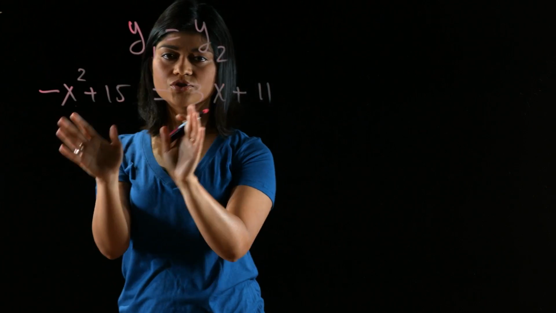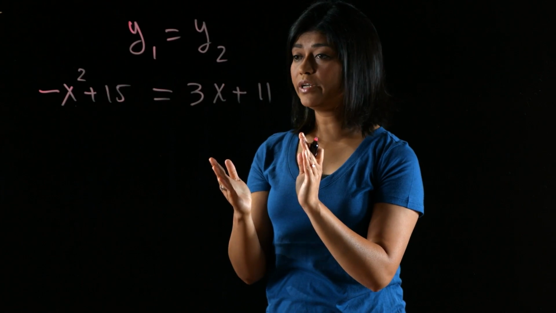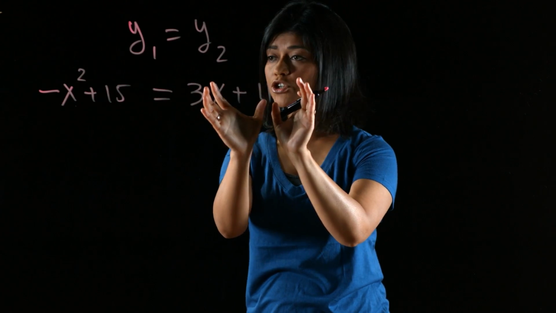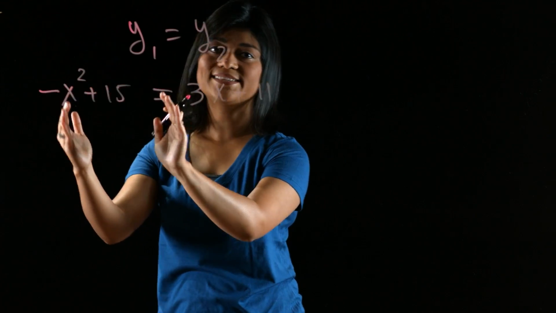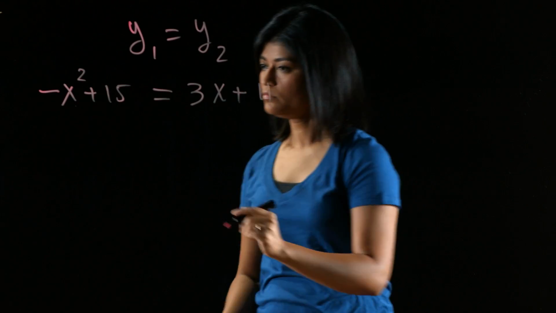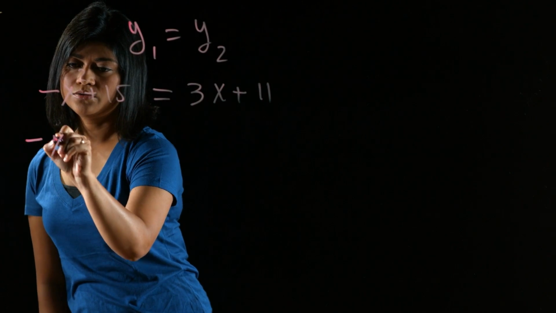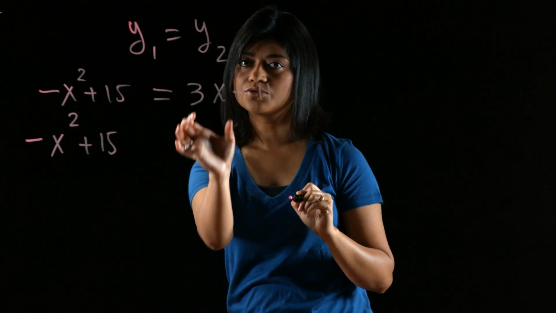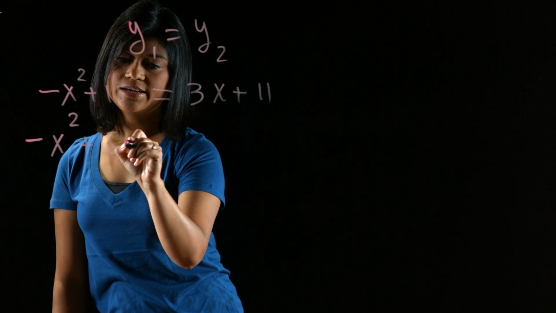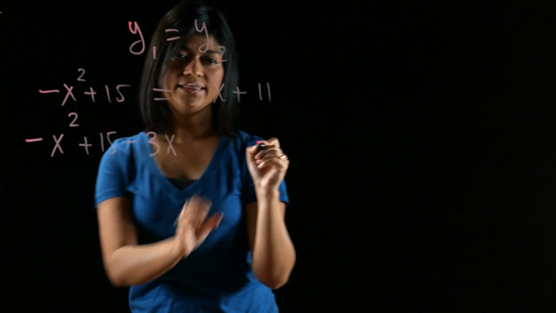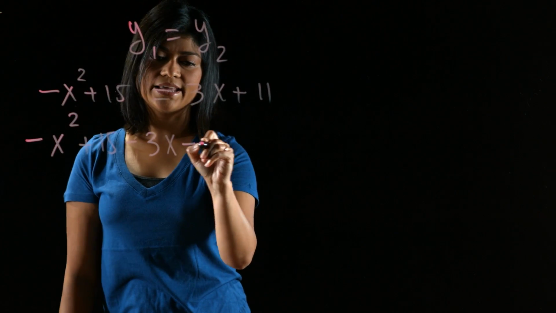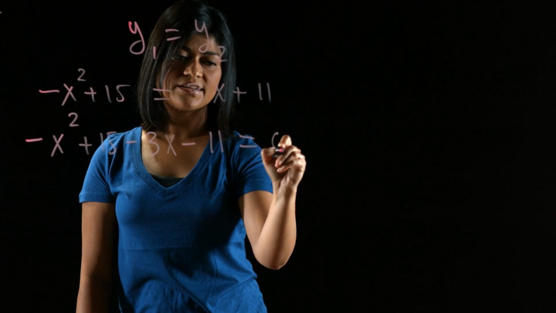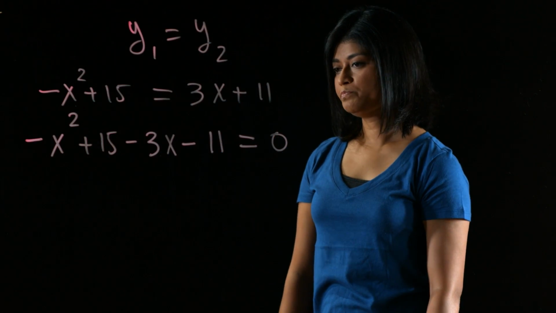All right, so how do we solve? The best way to do it is bring all the expression on one side of the equation and set it equal to 0. So let's try that. We have negative x squared plus 15 on the left. Now bring the 3x on the left side as negative 3x and the 11 on the left as negative 11, and set everything equal to 0.